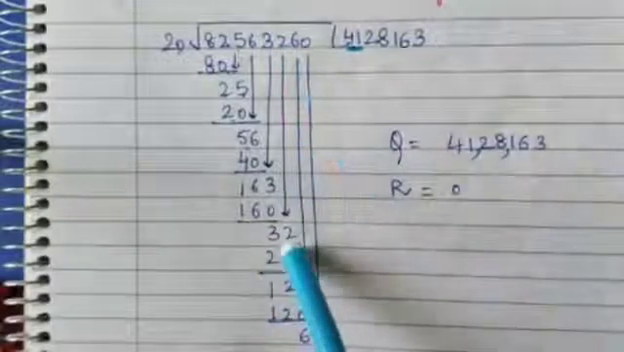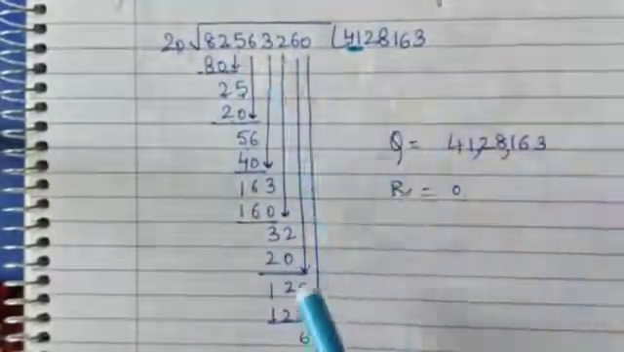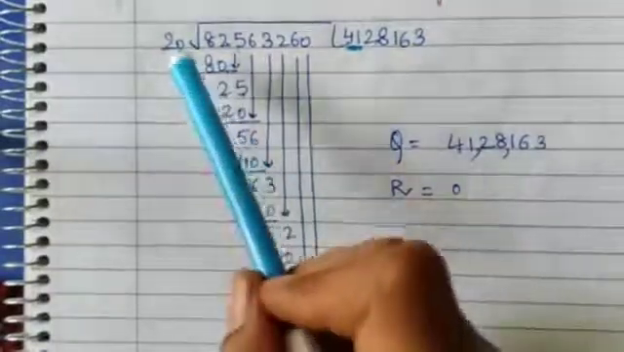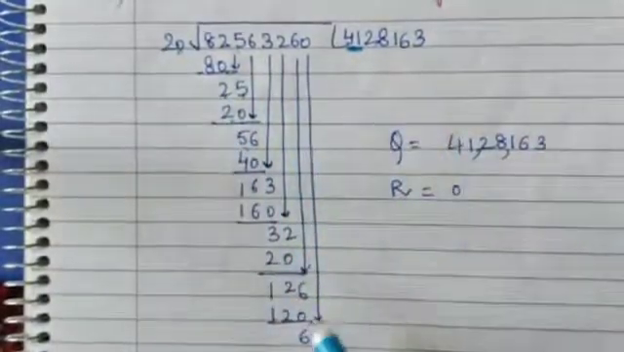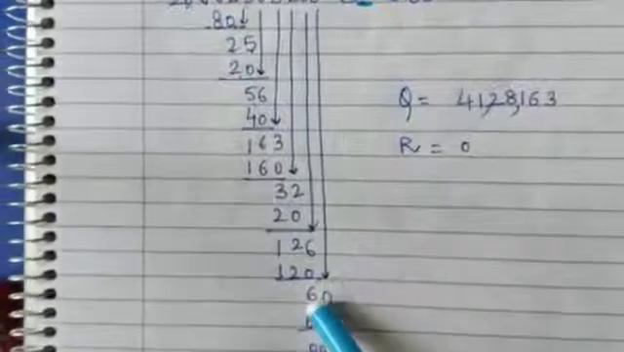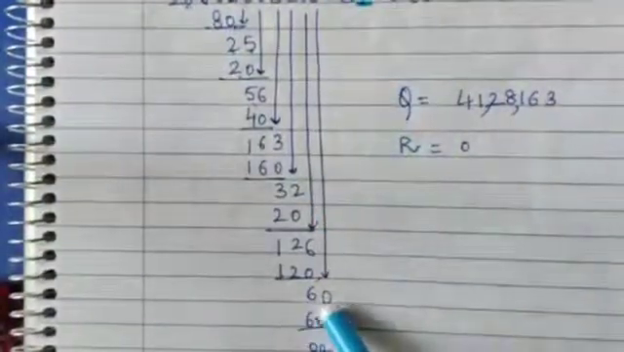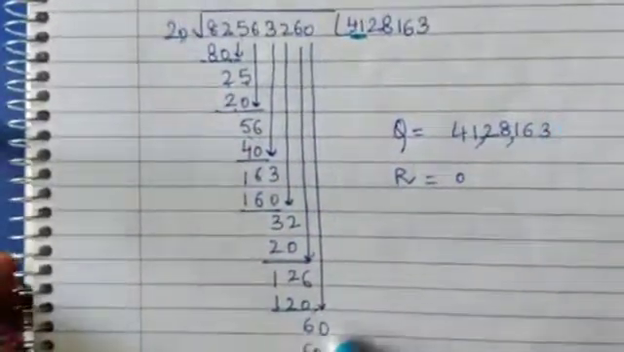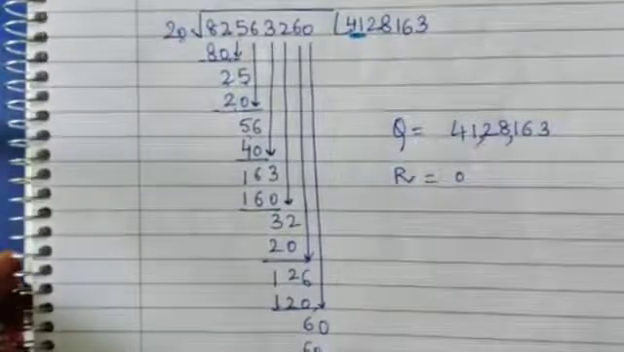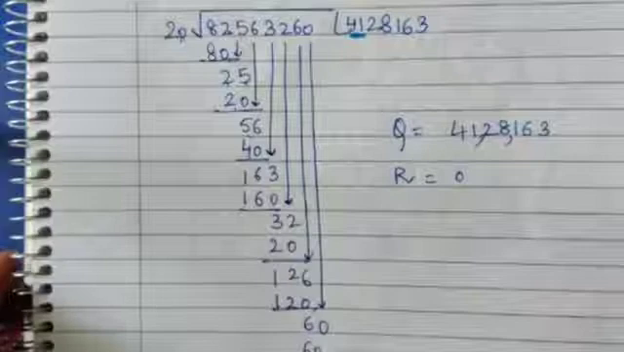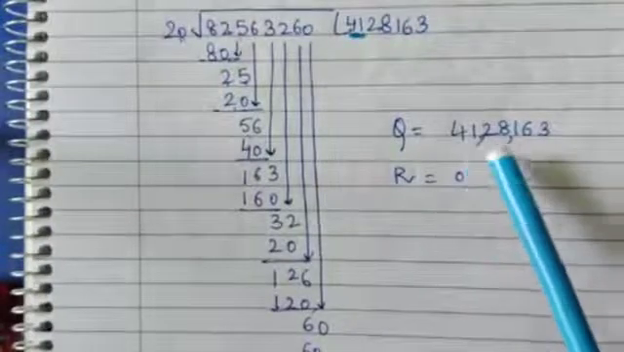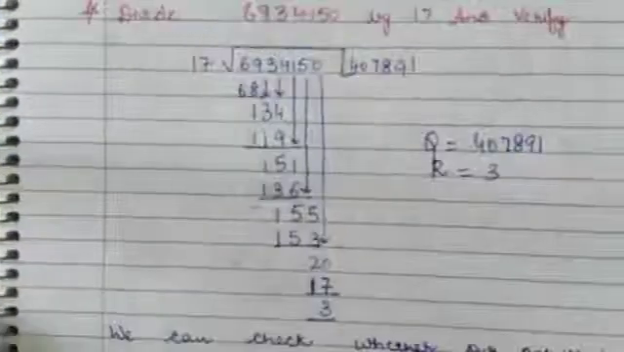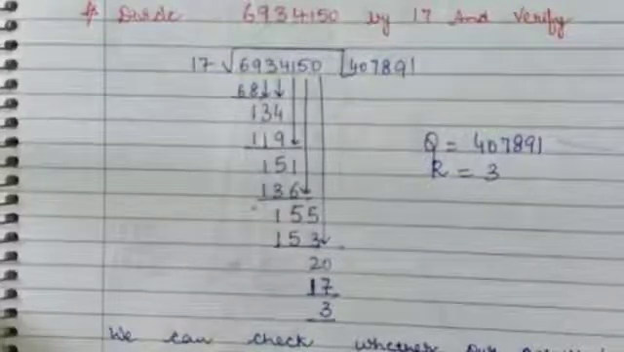Now 2 will come down. So now 20 into 1 is 20. We get 12. Now 6 will come down. So now 20 into 6 gives us 120. So 0 will come down. We get 60. So 20 into 3 is 60. So our remainder is 0. And what is the quotient here? 41,28,163. Clear?